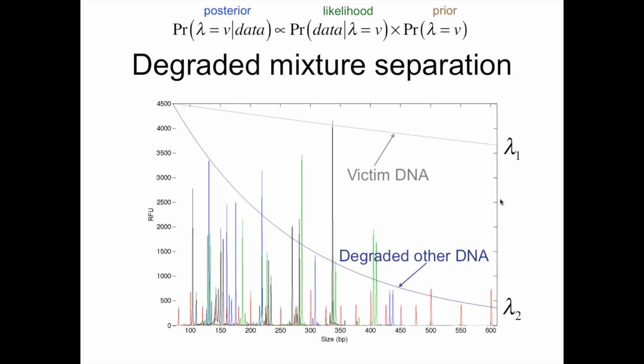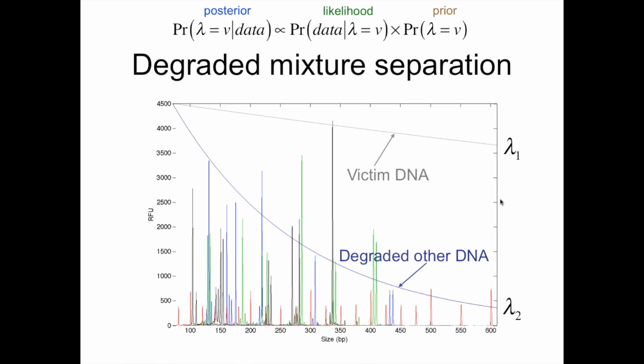So this is the data in our case, and this is what degraded mixture separation looks like for this 2-contributor mixture. On the top, I'm showing how TrueAllele's thinking about it. It's just Bayes' theorem. The posterior probability is proportional to the likelihood times the prior. That's all it's doing. So the distribution of the decay parameter lambda at different values given the STR data is proportional to the likelihood, how well that parameter explains the data, times the prior probability of the parameter lambda.